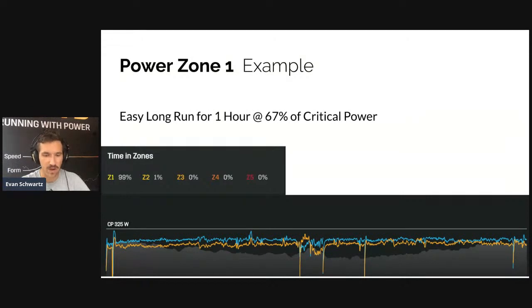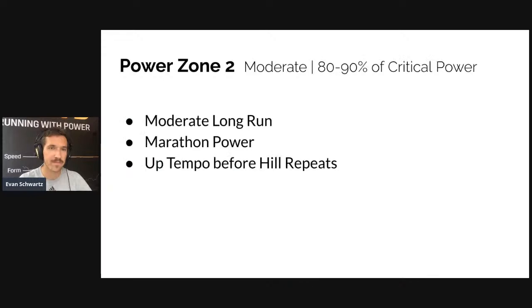I like to try and run as low of a range as possible in my easy zone and recovery days, just because I know that helps me feel ready, refreshed to go for the hard workout days. So an example is an easy longer run of 1 hour at 67% of my critical power. Again, this should mean that the large majority of my run is in zone 1, and it happens to be that 99% of the run was in zone 1.